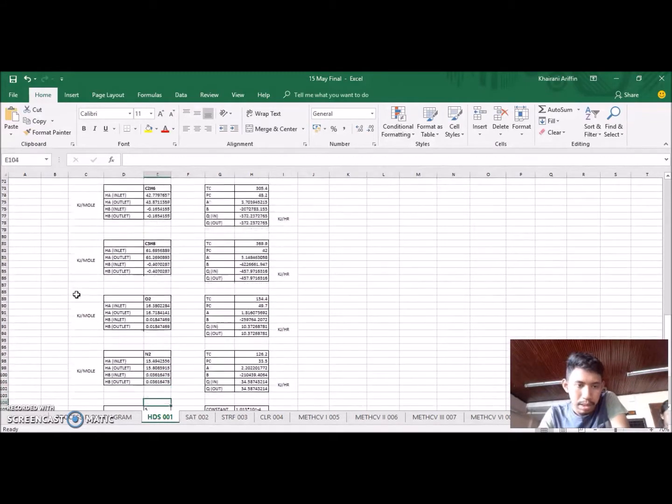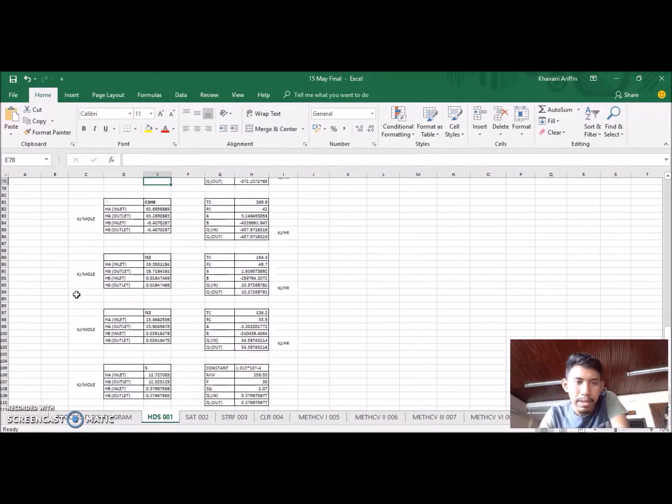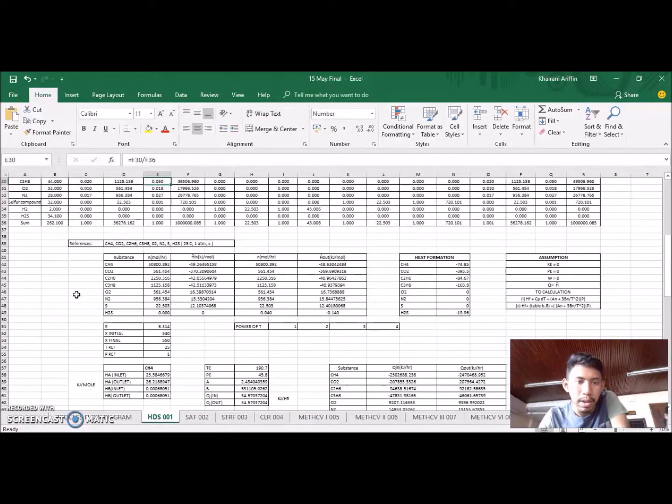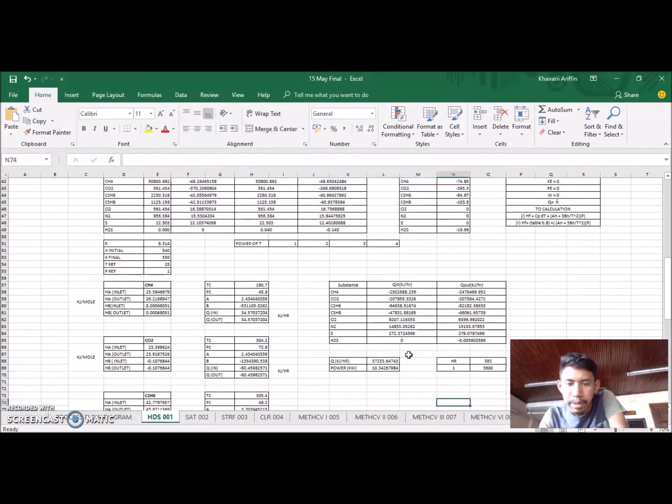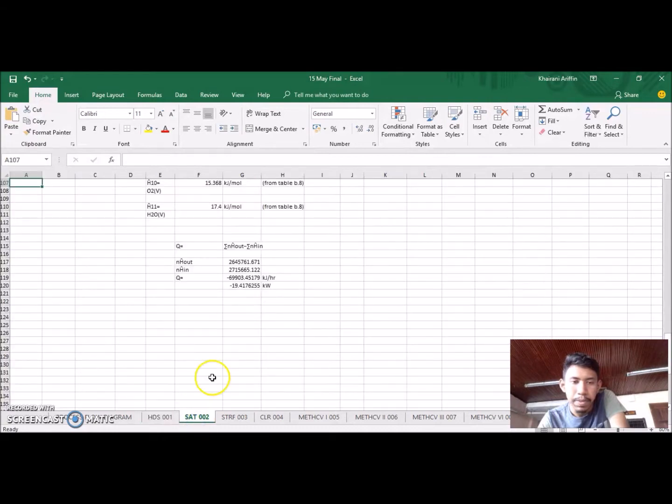Calculation. So we managed to fulfill all the information into this table. So from this, we know that the Q we managed to get is 37233.65 kilojoule per hour, and the power is 10.343 kilowatt. So for the next reactor, we have saturator.